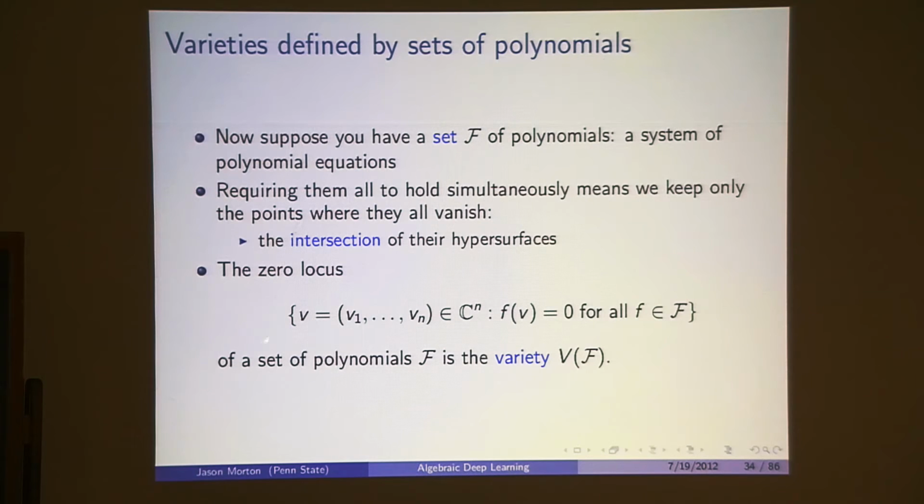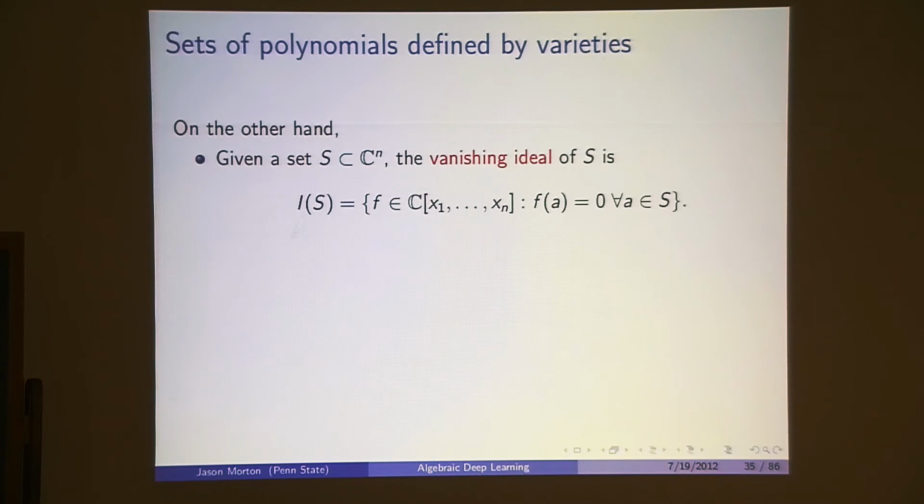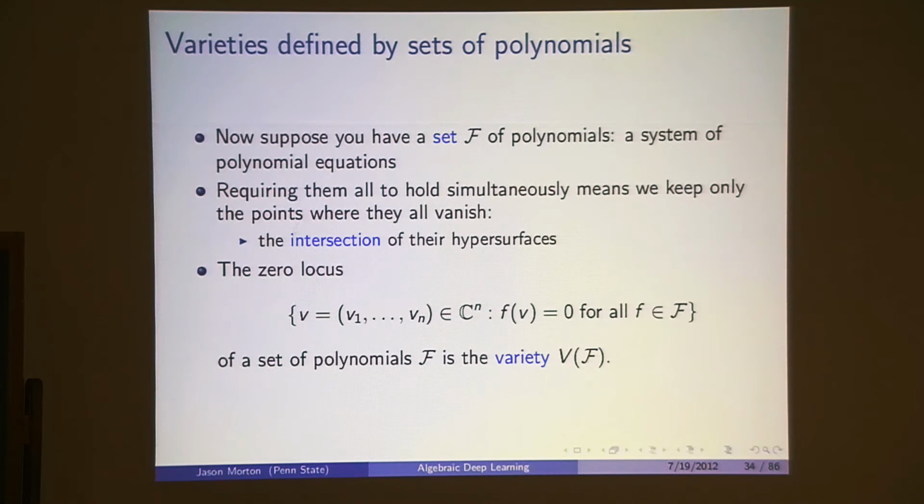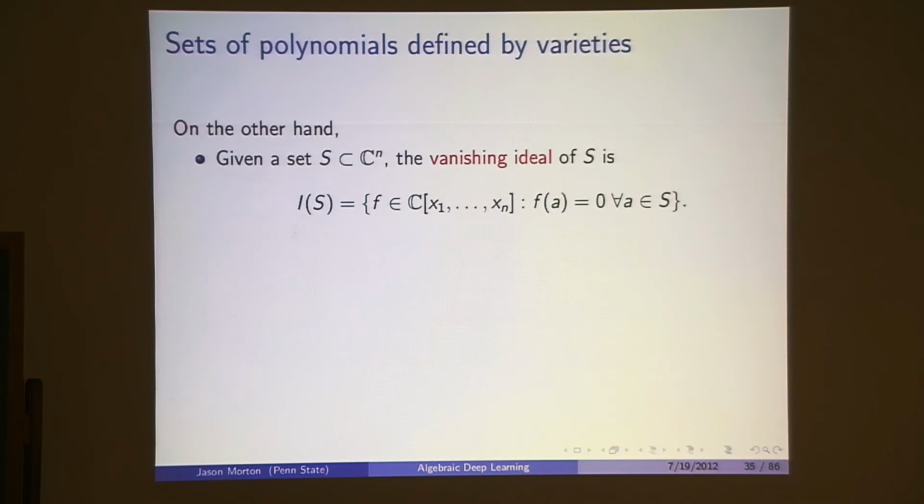So we have now the zero locus, the points v1 up to vn in C^n such that f of v is equal to 0 for all f in a set of polynomials. And this is called the variety determined by that set of polynomials. That's the set of solutions to this system of polynomial equations. So that's varieties defined by sets of polynomials. I can go in the other direction. Given a variety or just a subset, I can find the set of polynomials that describe it.